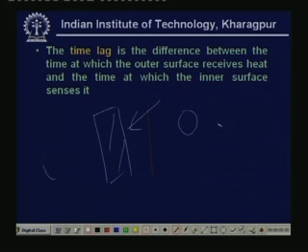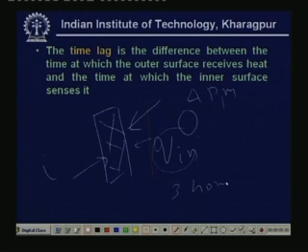Let us say that suddenly this wall experiences some heat transfer. Let us say the time is 4 p.m. At 4 p.m., the outer surface of the wall is suddenly exposed to some heat transfer Q in. Because of the thermal capacity of the wall, the inner surface doesn't sense this immediately. Some time is required for the inner surface to sense this heat transfer, and if the time lag is 3 hours, then the inner surface senses this heat transfer at 4 plus 3, that is 7 p.m. So this is what is known as time lag.